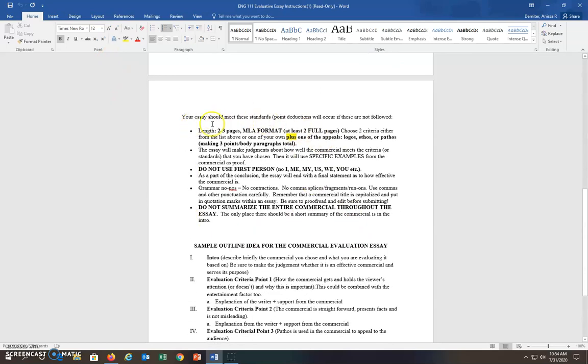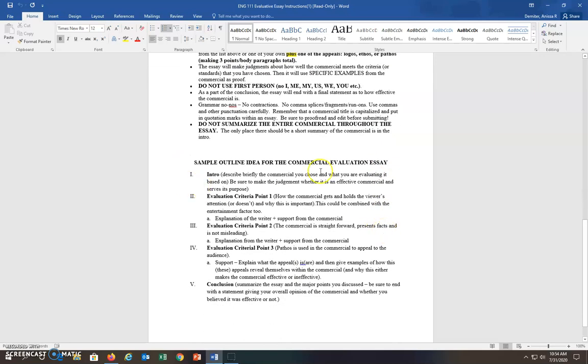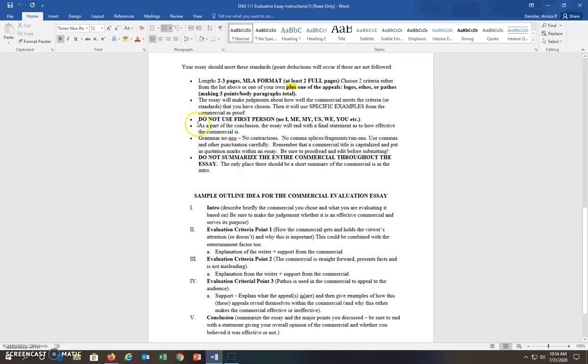Here are some more instructions here. MLA format, 2 to 3 pages. And I've actually included a sample outline here. A sample outline. Use it. Plug in your information just to get you started. You don't have to submit an outline for this essay, but you do need to plan and organize before you start writing. There's no first person, so don't use any of these.